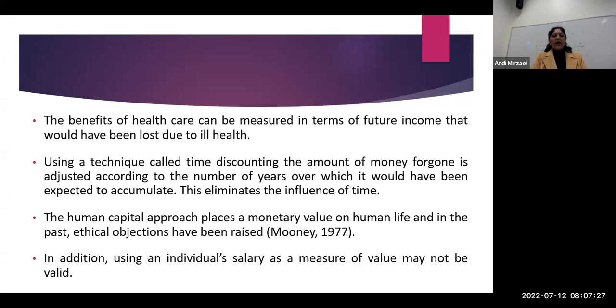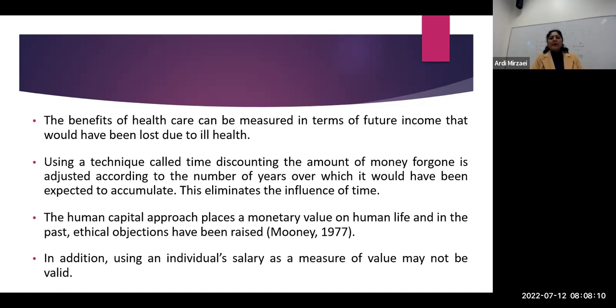Now, the benefits of healthcare can be measured in terms of future income that would have been lost due to ill health. How do we calculate in terms of money? You need to calculate what would be the loss if a disease comes and he is not able to go for work for 6 months: his salary multiplied by 6 months. So this much money is the loss. Using a technique called time discounting, the amount of money foregone is adjusted according to the number of years over which it would have been expected to accumulate. This eliminates the influence of time.